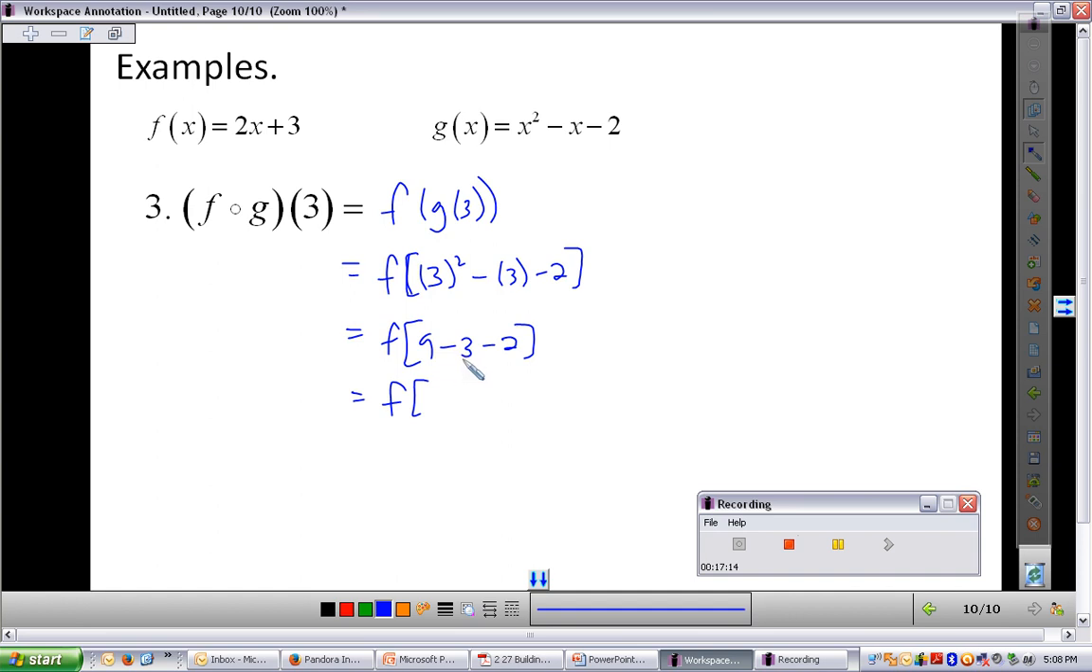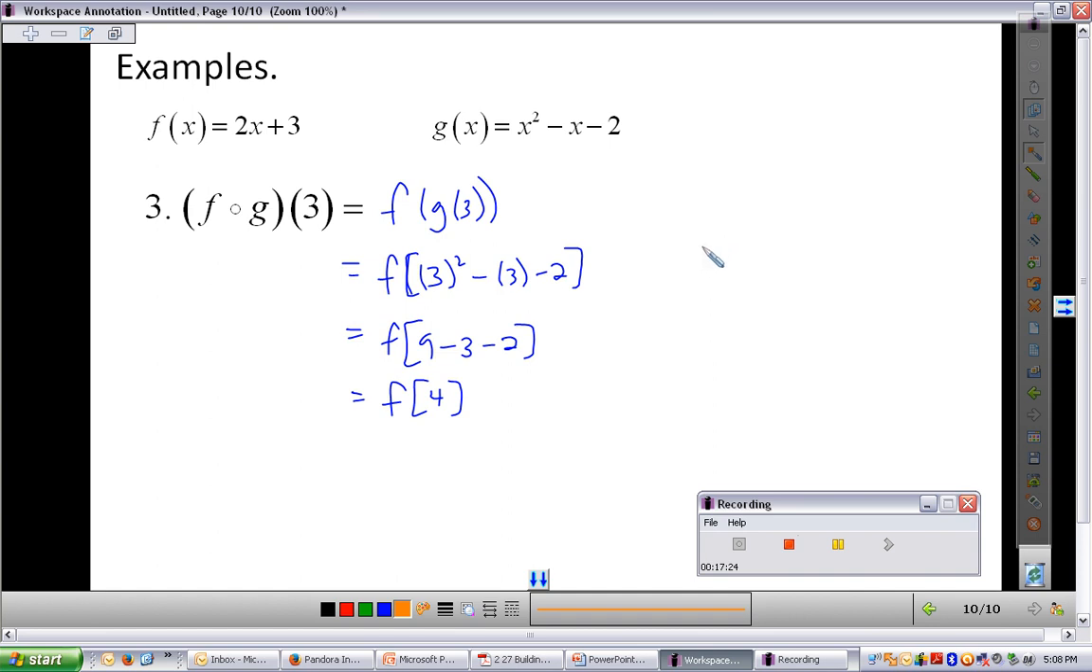9 minus 3 is 6. 6 minus 2 is 4. So now I'm left with f of 4. I need to take this 4 now and plug it into my f function. Again, starting on the inside. So I took g of 3 first, plugged in 3 for x into my g function. Now I've whittled that down and I got f of 4. Now I need to take this 4 and plug it into x for my f function.